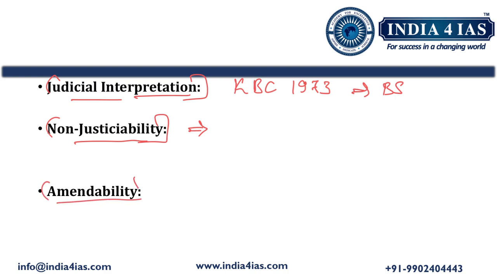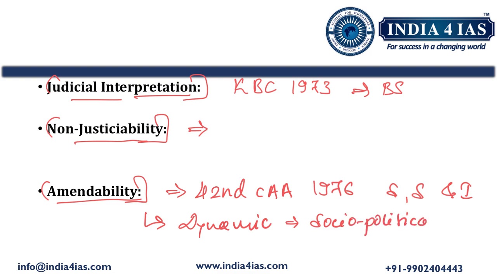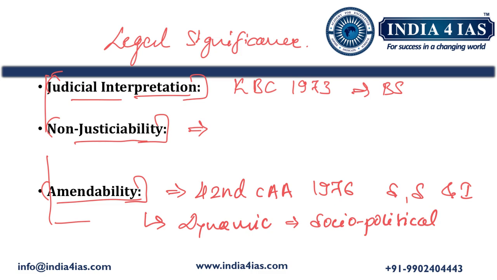Then we should talk about the amendability of the preamble. The preamble was amended once, in the 42nd Constitutional Amendment Act, 1976. This Amendment Act added three words, socialist, secular and integrity, to the preamble. This amendability reflects the dynamic nature of the preamble. It means the preamble can also be amended to meet the prevailing socio-political scenarios. We should write like this. All these three points explain the legal significance of the preamble in interpreting the provisions of the constitution.